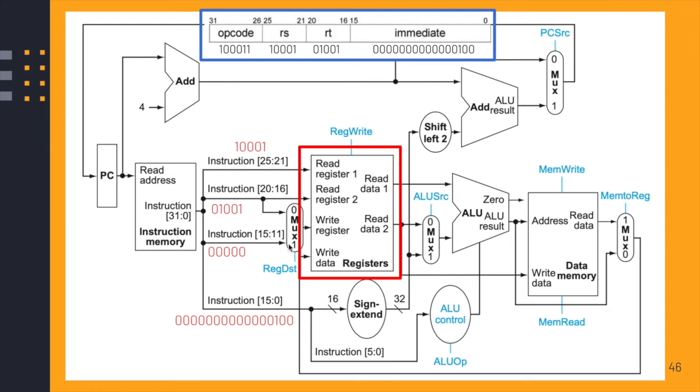So this multiplexer with this control signal will allow this number to pass by to be the write register number, and then when the reg write value is 1, the value in the write data will be stored in the register specified on the write register line, which will be RT.